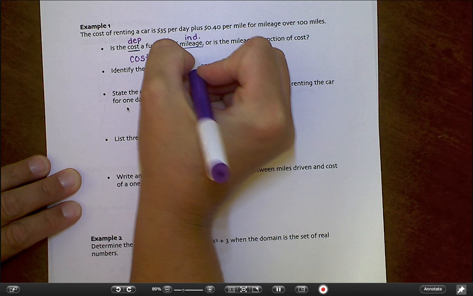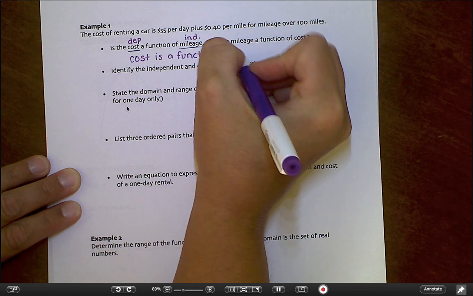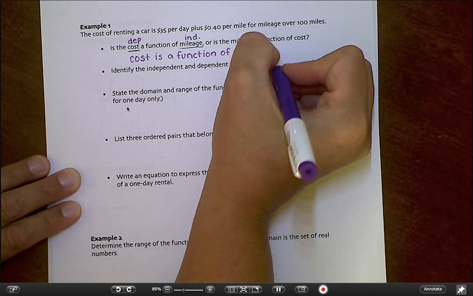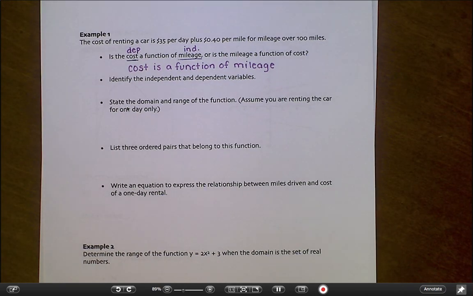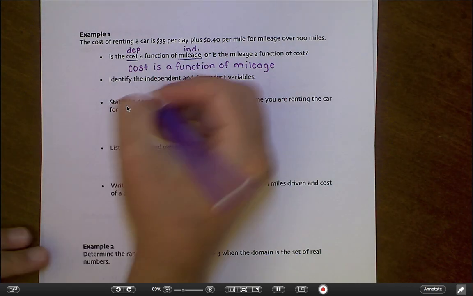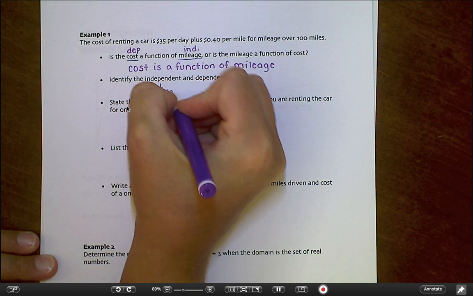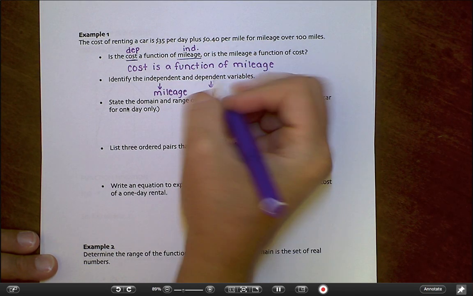That also means that the mileage will be our input. So when I write my final equation, we're going to write it so that I can plug in any mileage I want and the equation will spit back the cost for me. Okay, so identify the independent and dependent variables. I really felt like we had to do that to be able to answer that question up above. So we already did that. Independent is mileage. And dependent is cost.